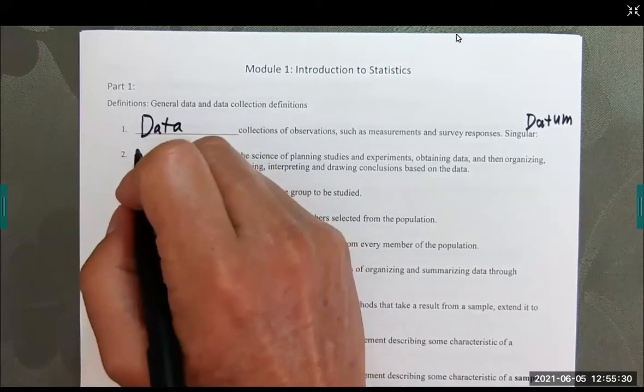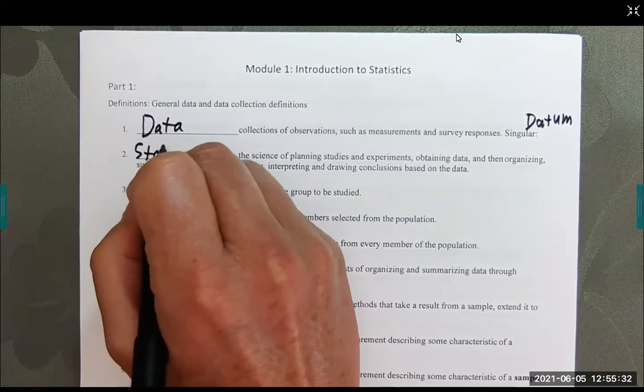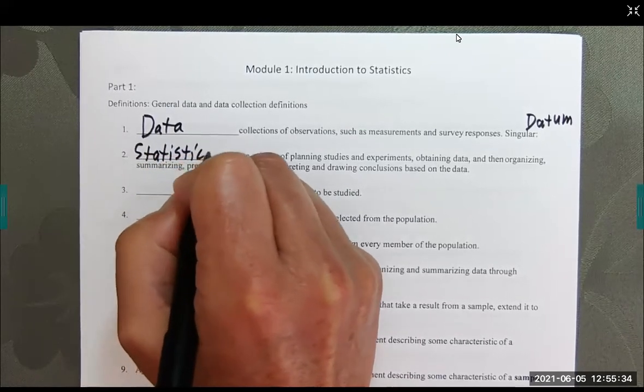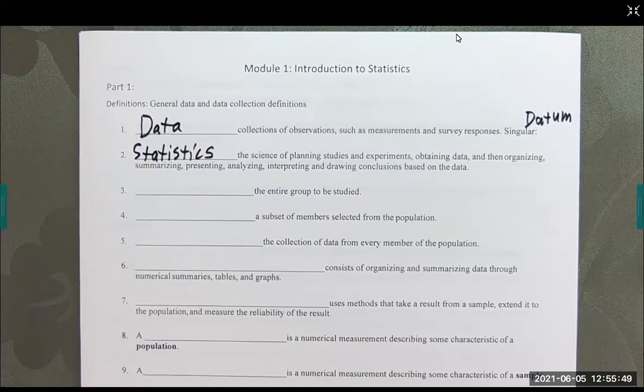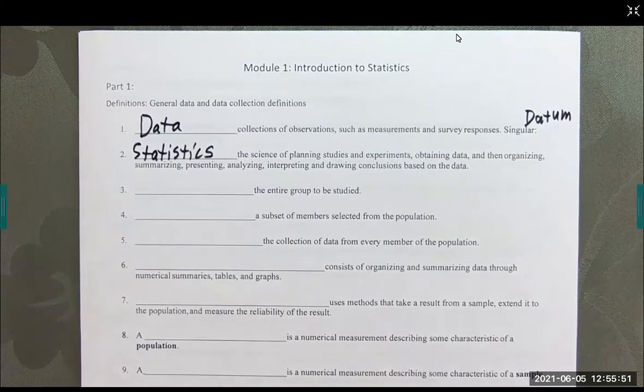Second definition is the word statistics. Statistics is the science of planning studies and experiments, obtaining data, and then organizing, summarizing, presenting, analyzing, interpreting, and drawing conclusions based on the data. The better the data that we have, the better our results are going to be and more accurate we will be able to use our statistics.